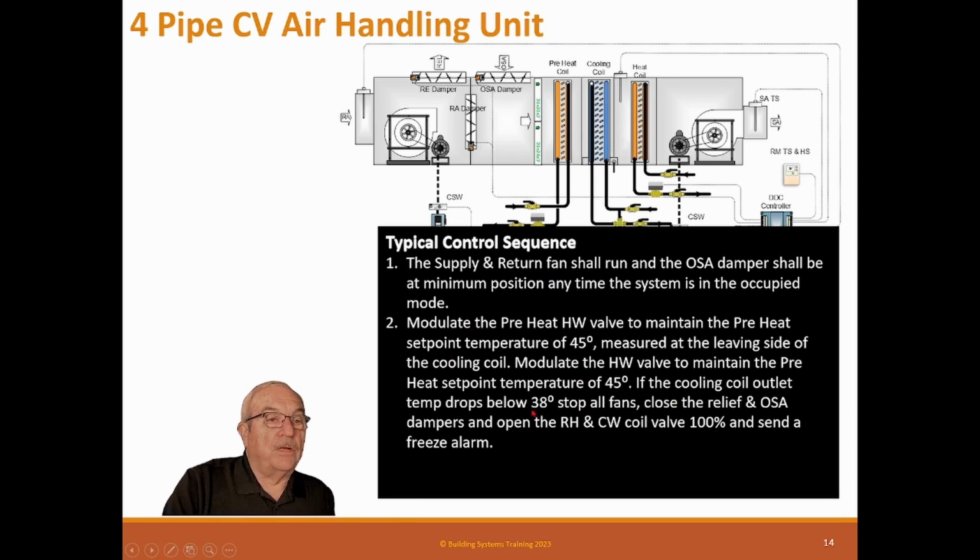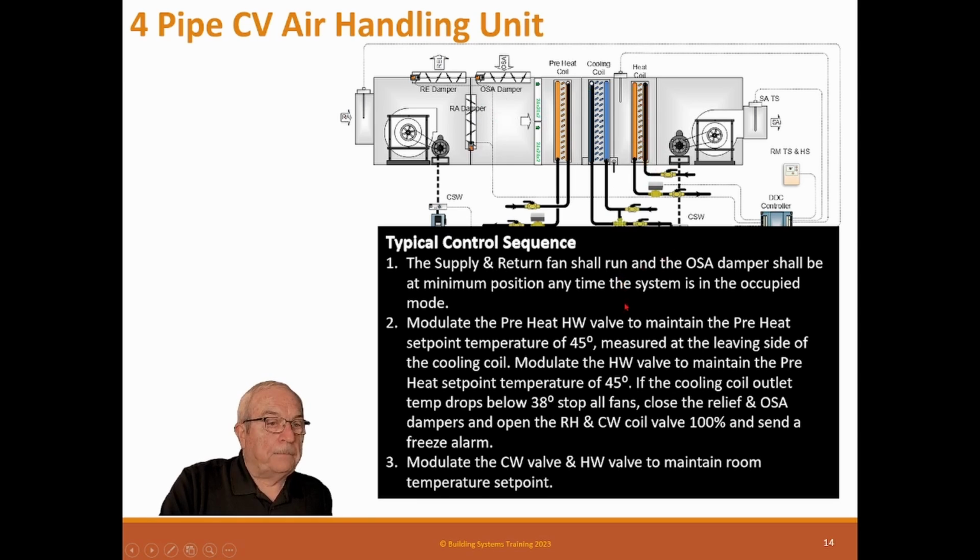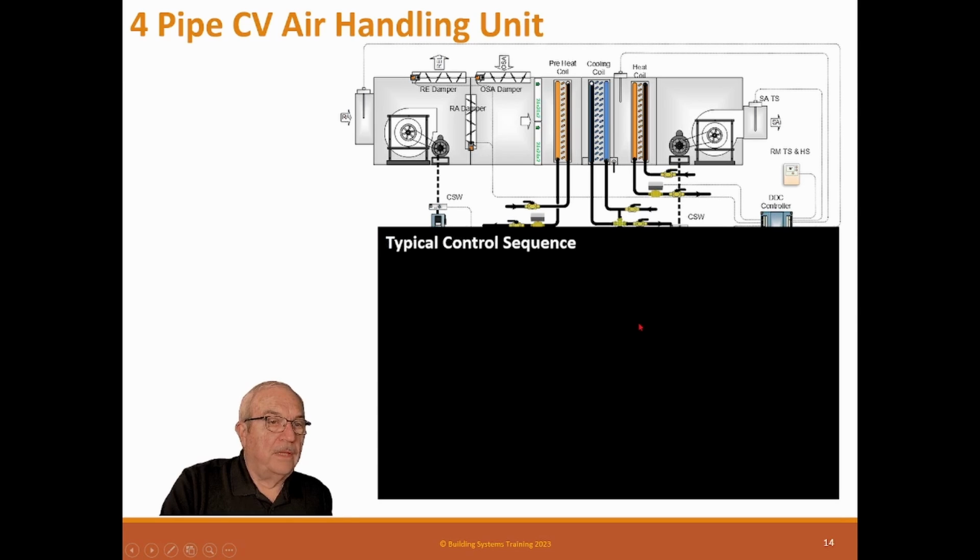If the cooling coil drops below 38 degrees, we're going to stop this air handler and issue an alarm, and we're going to open these water valves. What we're doing is trying to prevent them from freezing. So we turn the unit off, so the heating stops in the building. We're not going to freeze up the coils because we've stopped it, and we've turned the water on full, so the hot water turns on and the chill water turns on to keep these coils from freezing. Modulate the chill water valve and hot water valve to maintain room temperature set point.